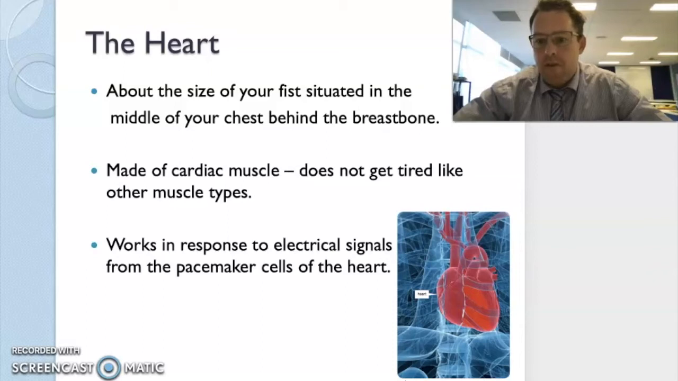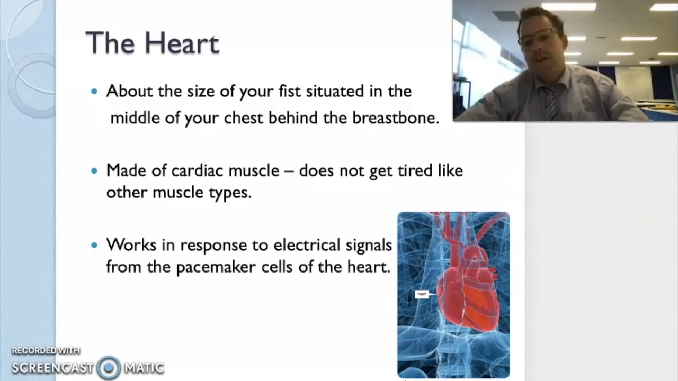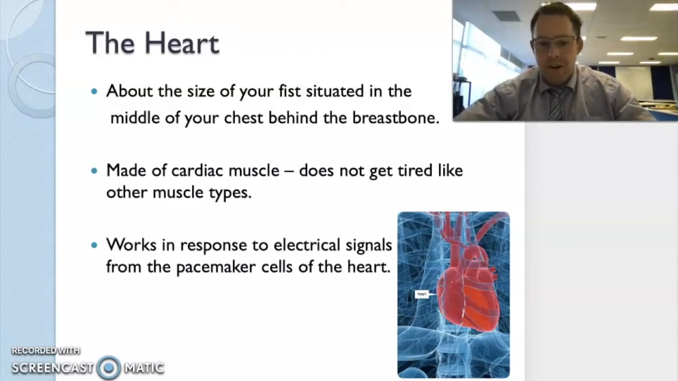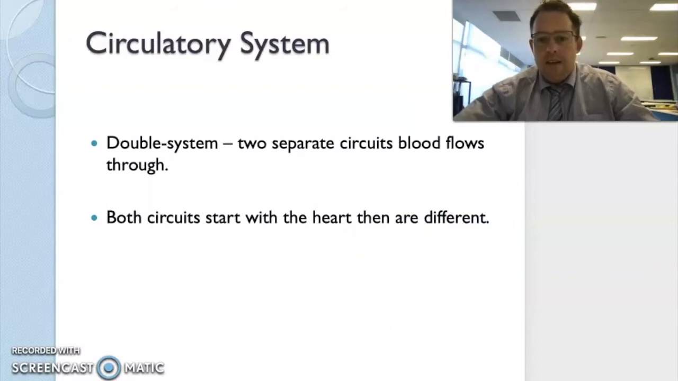If you remember what we looked at in cells and tissues, you know that cardiac muscle just doesn't get tired, unlike other types of muscles in your body. And it works in response to electrical signals from pacemaker cells of the heart. So you've actually got cells which keep a rhythm within there. It's a double system. So what we have is two separate circuits where blood flows. And both circuits start with the heart, and then after that, they're completely different.